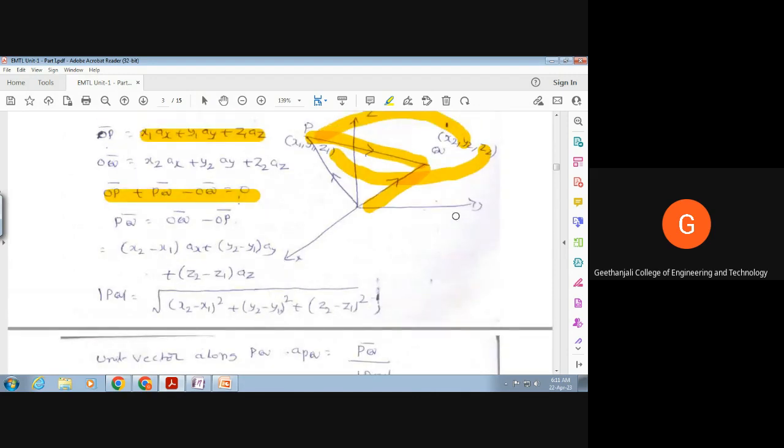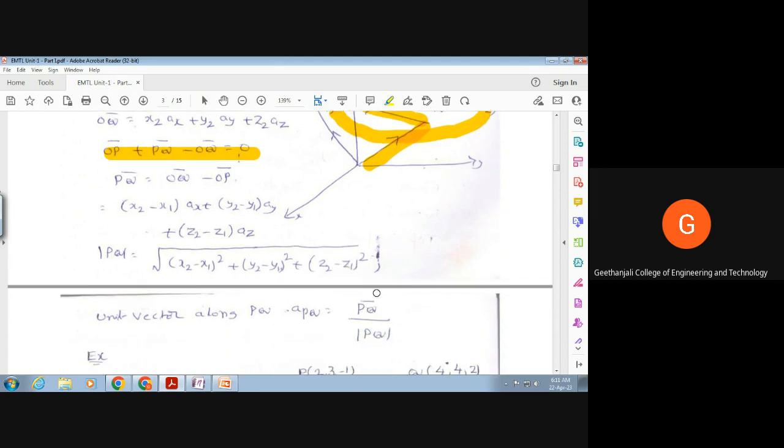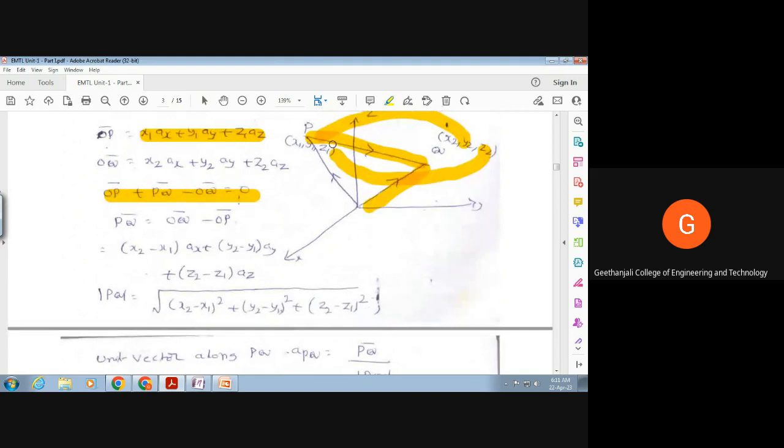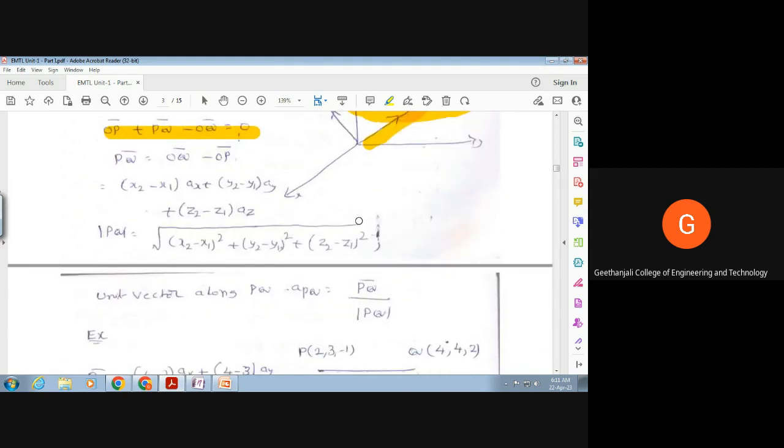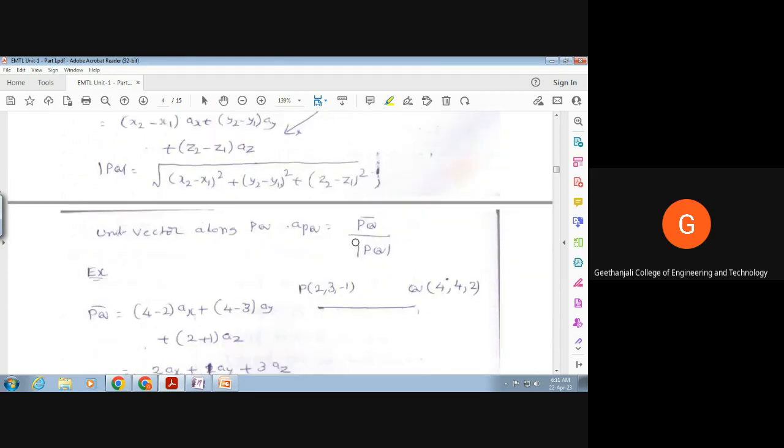And if you want to find out the length PQ, the magnitude of PQ is nothing but the root of the x component (x2 minus x1) whole square plus the y component (y2 minus y1) whole square plus the z component (z2 minus z1) whole square. And if you want to find out a unit vector along the direction of PQ, aPQ is equal to vector PQ divided by its magnitude.